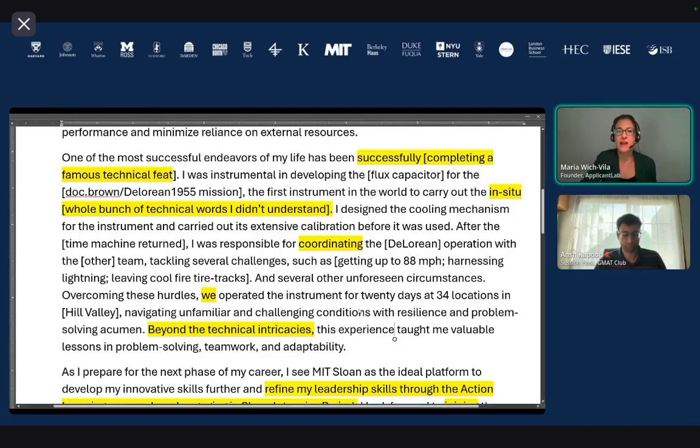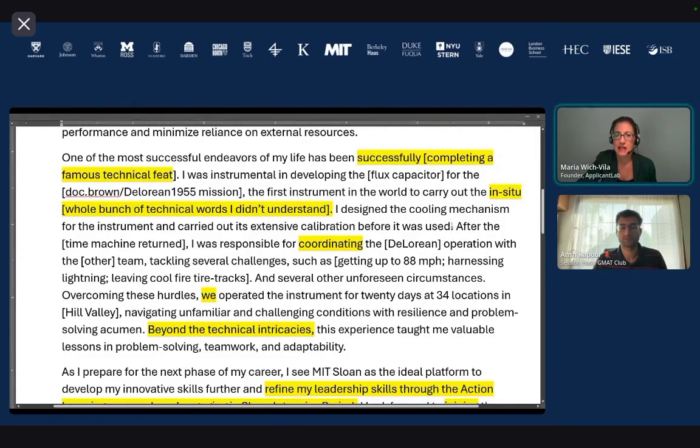I was instrumental, and so I ended up. I really am a big fan of the movie Back to the Future, so I'm replacing all technical terms here with Back to the Future references. I was instrumental in developing the flux capacitor for the Doc Brown slash DeLorean 1955 mission, the first instrument in the world to carry out the in situ, and then it was like, I'm going to throw together technical words, the in situ calibration of the optimized something or other. I don't even know. It was just a whole bunch of technical words. I designed the cooling mechanism for the instrument and carried out extensive calibration before it was used.